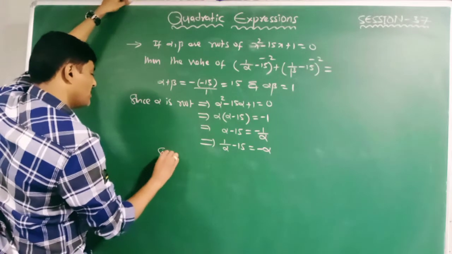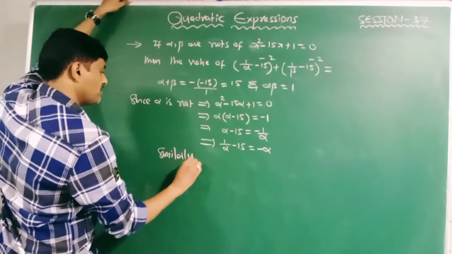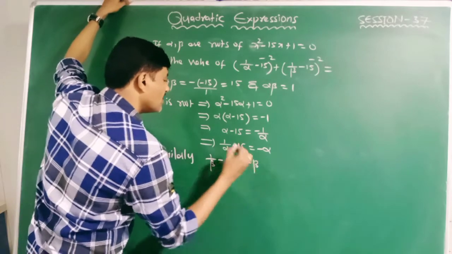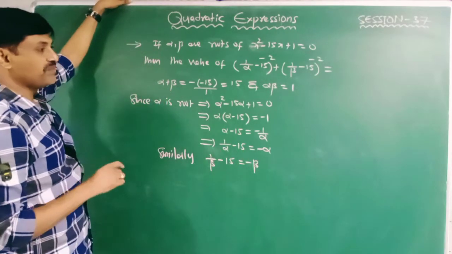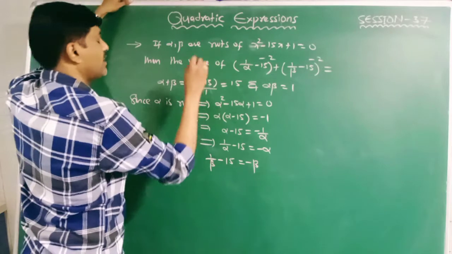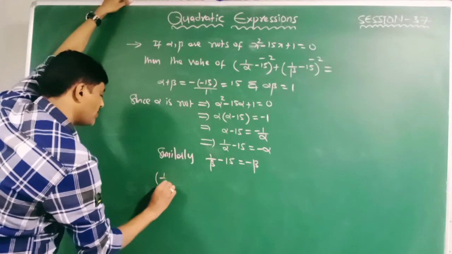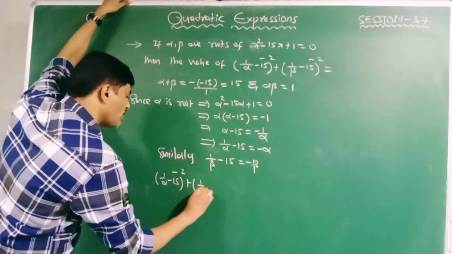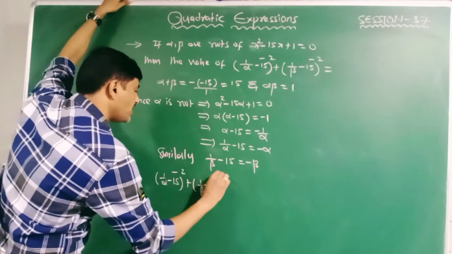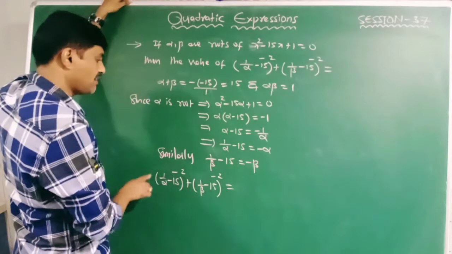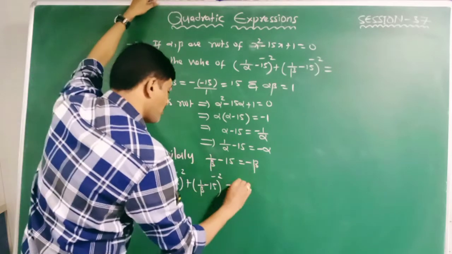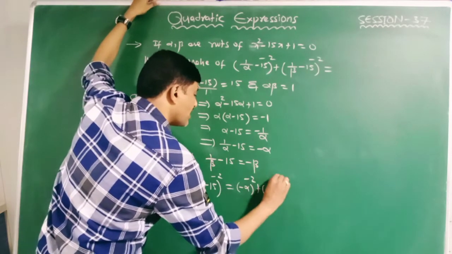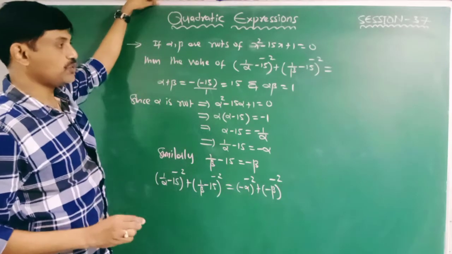Similarly, 1 by beta minus 15 is equal to what? Minus beta. Now we have to find the value of 1 by alpha minus 15 whole power minus 2, 1 by beta minus 15 whole power minus 2. This value we already have: minus alpha whole power minus 2, minus beta whole power minus 2.